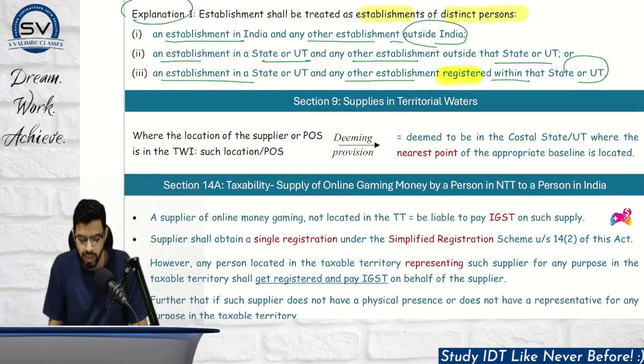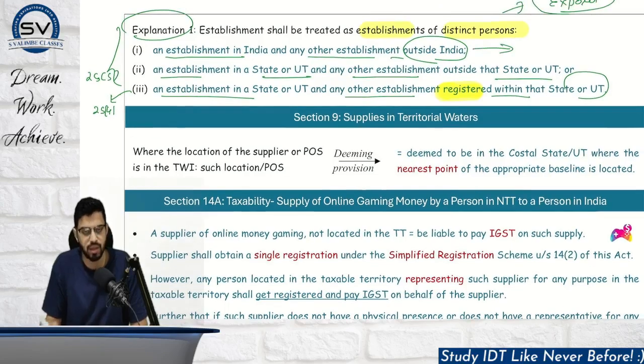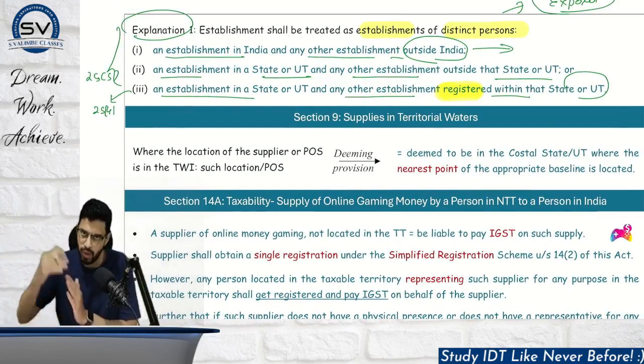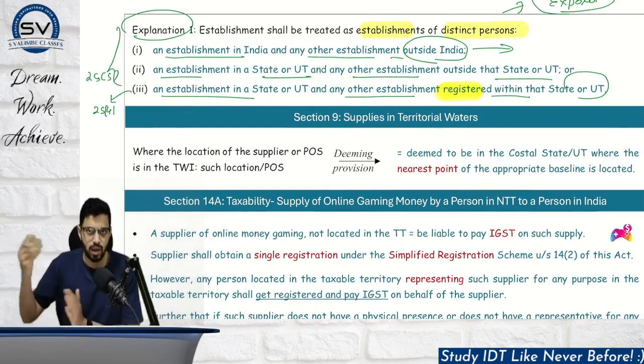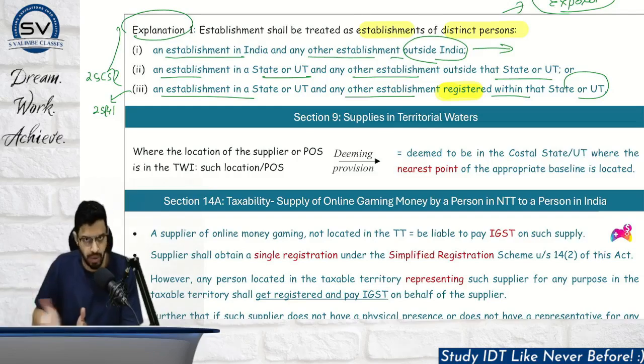You can link this to section number 25.4 and 25.5. This is 25.4 and this is 25.5. That is the same thing that is happening, and this is with respect to outside India. So basically ownership is same, one in India, one outside India, one in one state, another in another state. If it is in that state, it has to be registered.